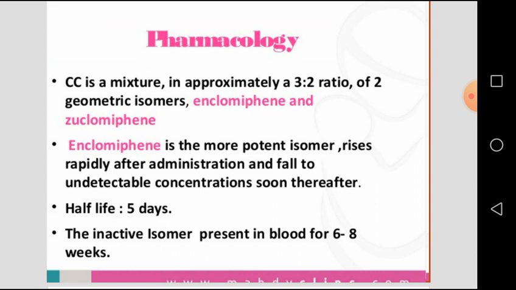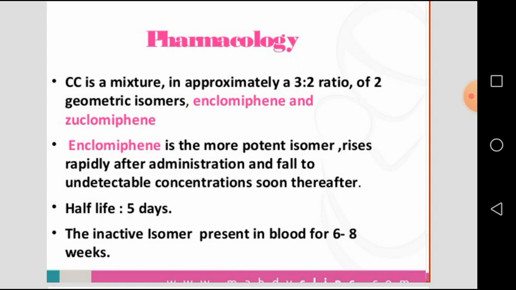This is the combination. Enclomiphene and zuclomiphene are nothing but geometric isomers. So 3 parts is enclomiphene, and 2 parts, that is the 2 ratio, is zuclomiphene.